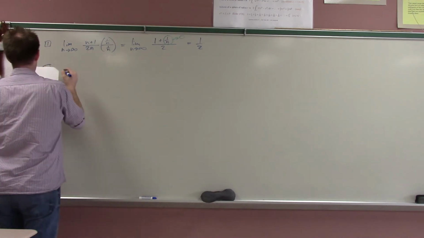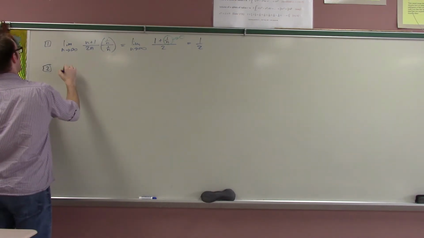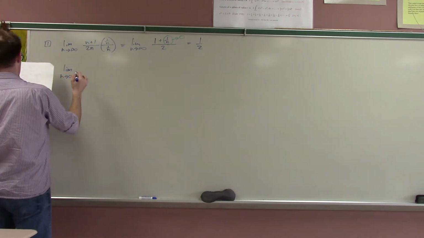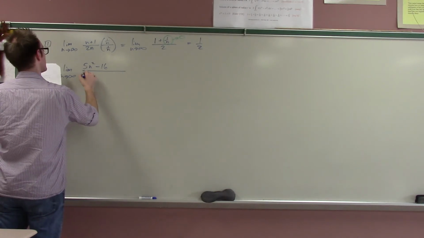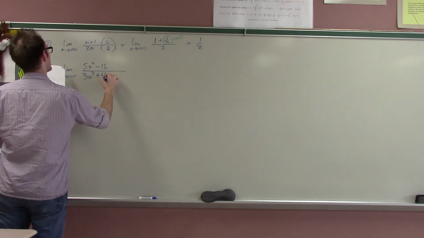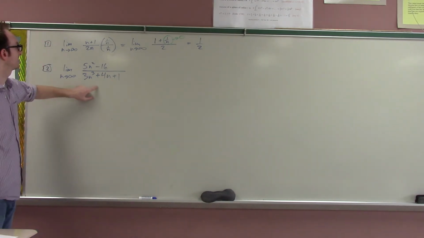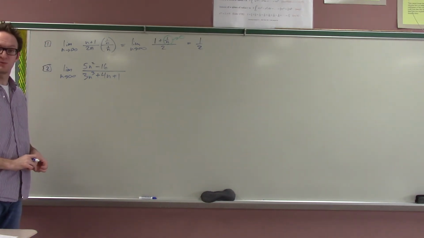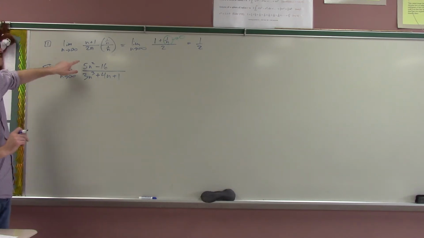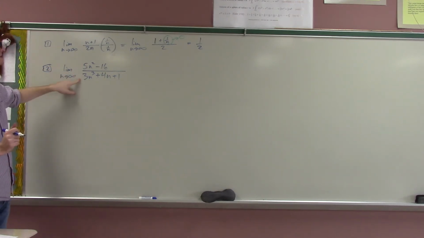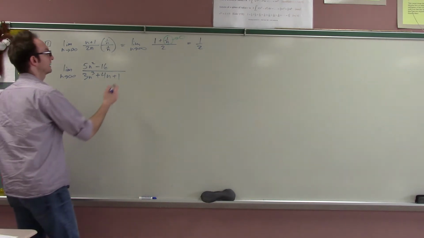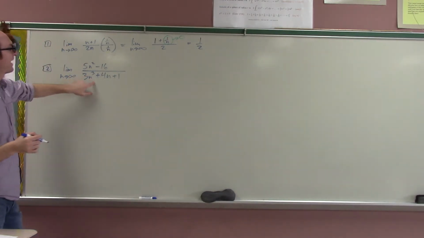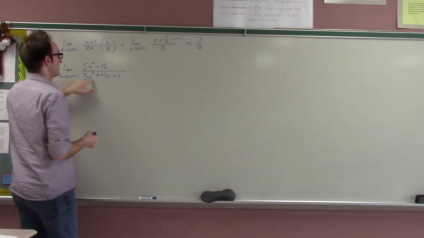Number 2, let's do the limit as n goes to infinity of 5n squared minus 16 over 3n cubed plus 4n plus 1. Now here, again, it's pretty obvious, especially for people who are experienced graphing rational functions, that since the numerator is a quadratic and the denominator is a cubic, this limit is going to be 0, and that is the correct answer. Still though, I think it's good practice to write a little bit more here, and so what we do is, again, divide by the highest power of n in the denominator, which is n cubed.